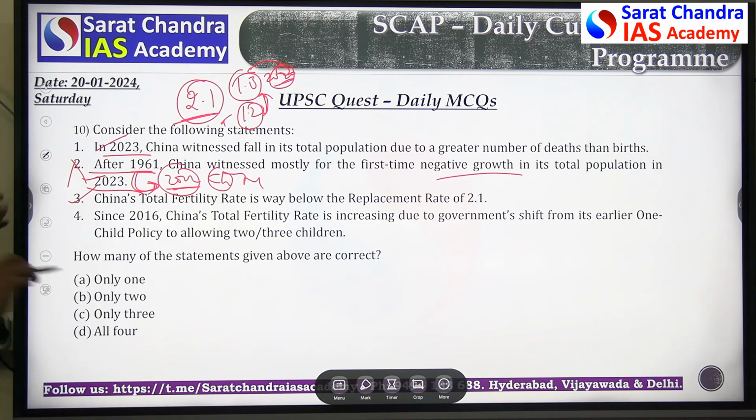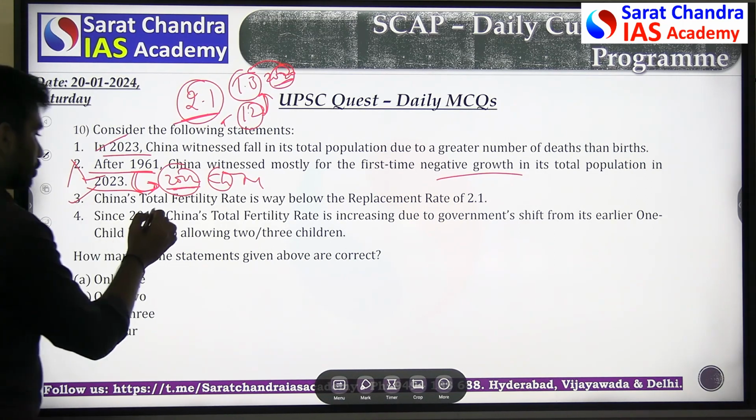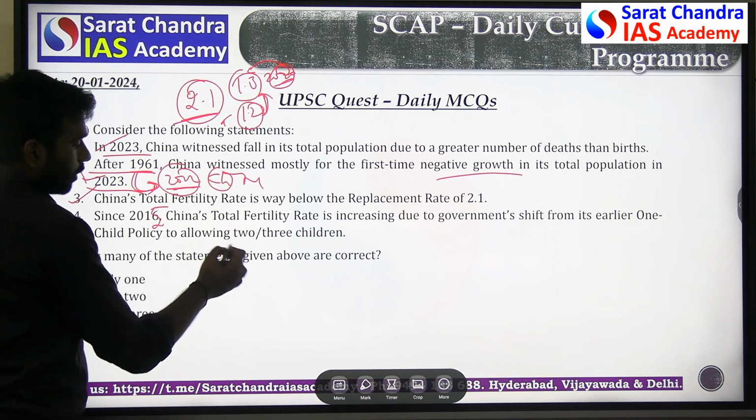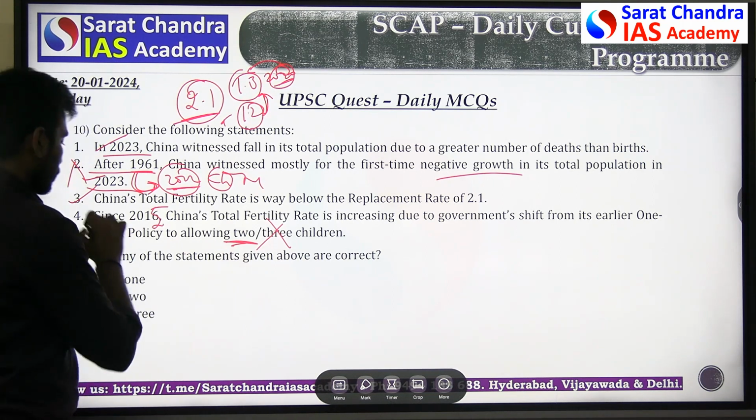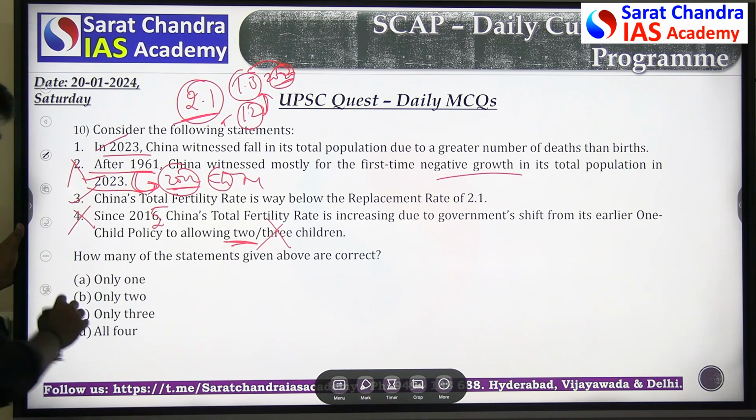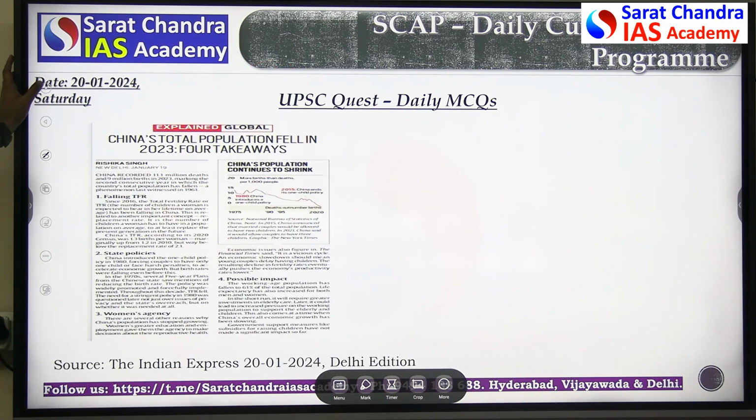So this is correct. Since 2016, China's total fertility rate is increasing due to the government shift from its earlier one-child policy to allowing a two or three-child policy. Actually, from 2015, not 2016, they implemented a two-child policy, not a three-child policy. So this is also wrong. So only two statements are correct. Okay, this is the context.